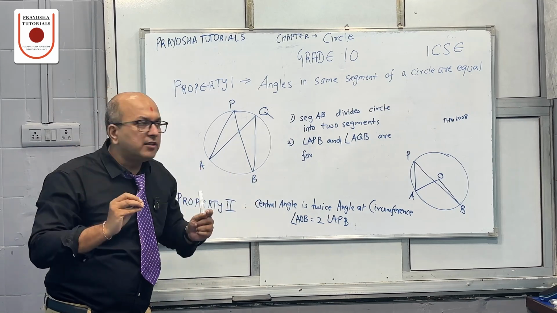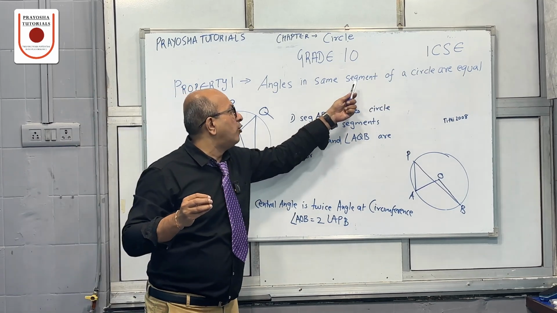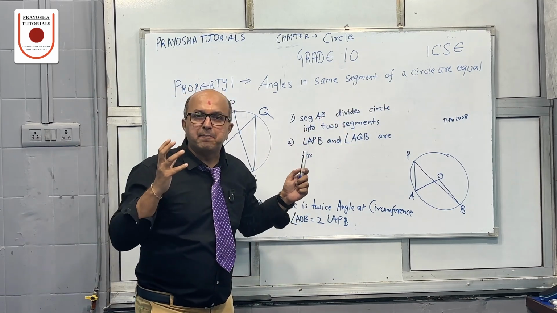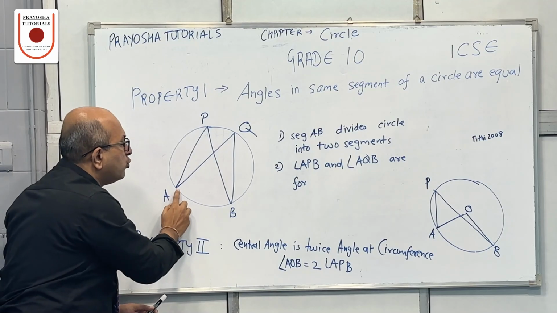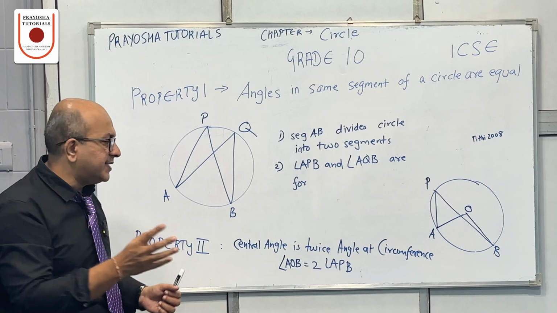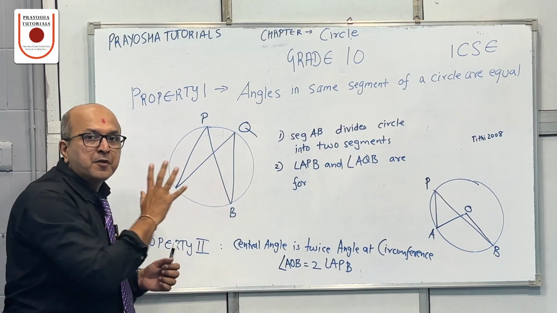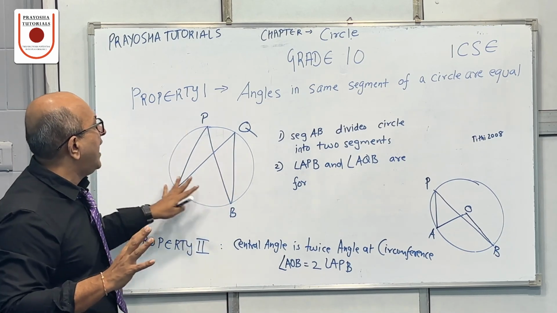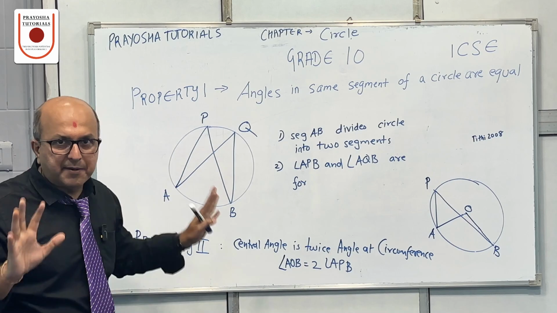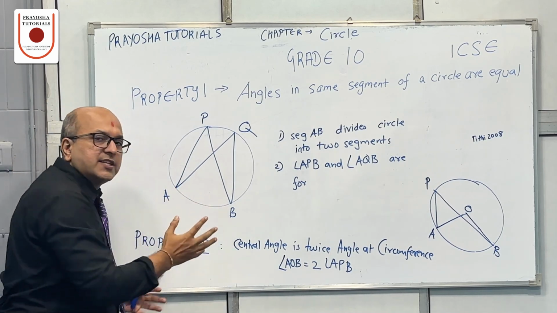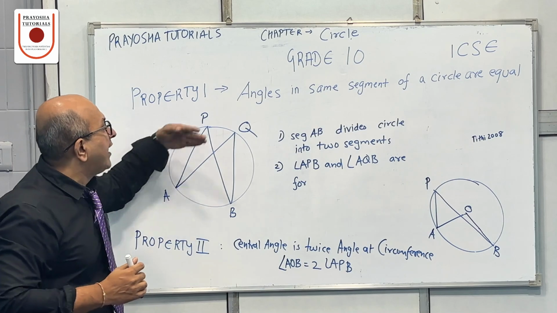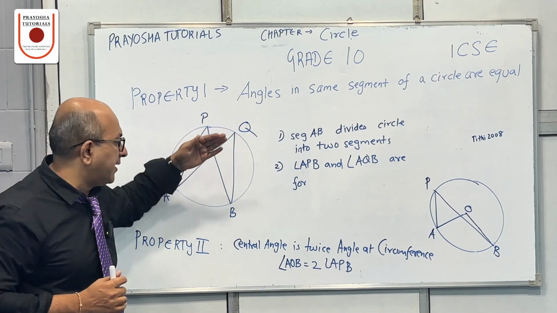Coming to grade 10th, we are very much aware about what the word segment means. So here I've made a diagram and I would like to show you what segment means. AB here is a segment. Now, when we have angles in the same segment, what do you mean by that? AB is drawn, which is a segment, and two angles are formed on the same segment.